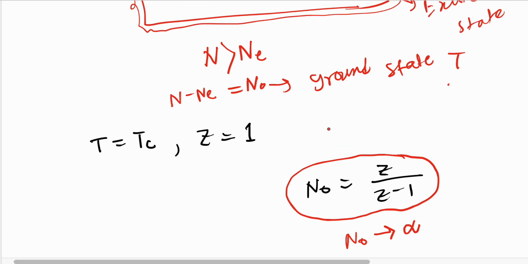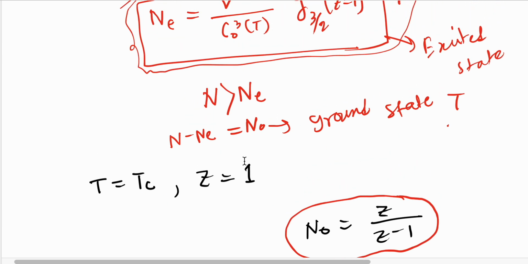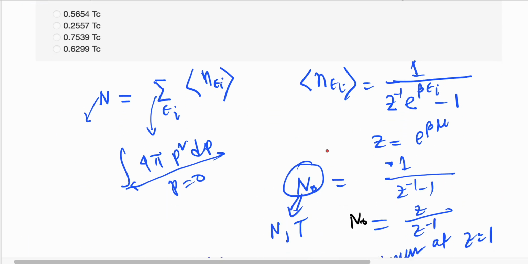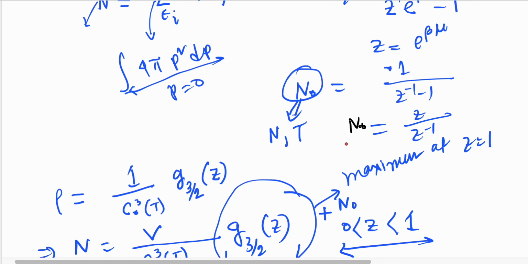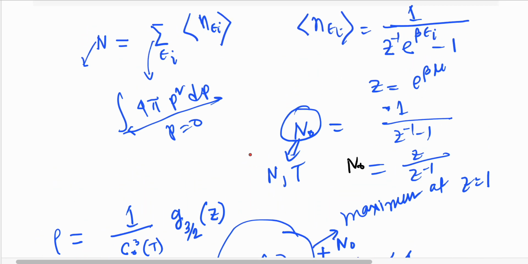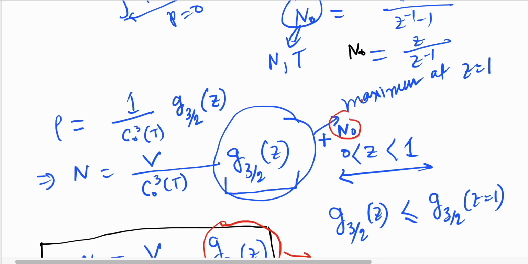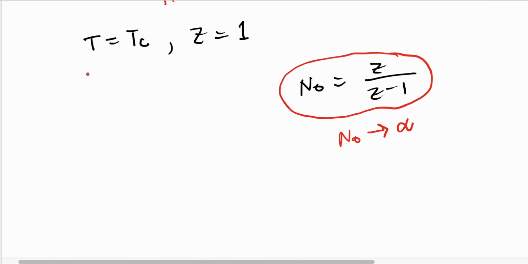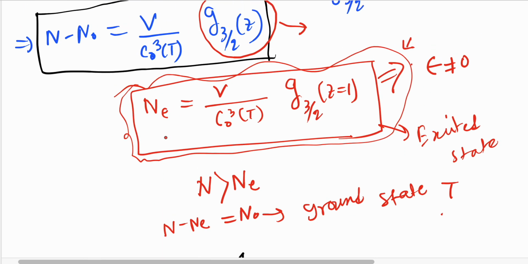That means at Z equal to 1, all particles should go to the ground state. Otherwise, all the contribution will come from this n0 term, which is actually at Z equal to 1. At Z equal to 1, n0 is infinity. So this term will not contribute. So at T equal to Tc, all the particles will come to the ground state.